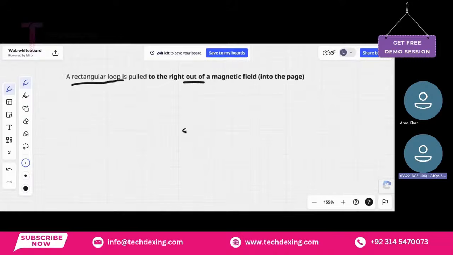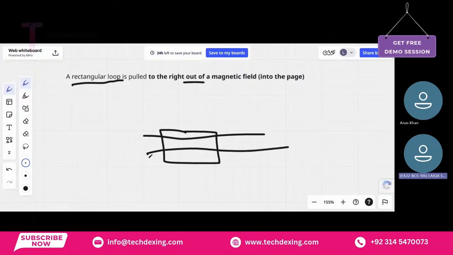If I say that I have a loop which is placed into a magnetic field, and after that I start pulling it out of this field. Out of this field means that I am taking it away from the field. So what would be the effect on the flux?